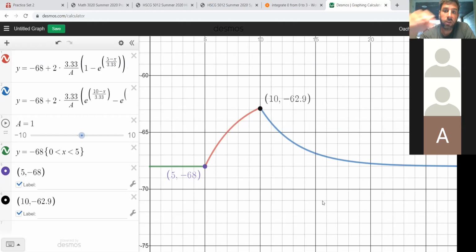But it took us a lot of work to get to this, did it not? So does anybody have any questions about this? Comments, concerns?